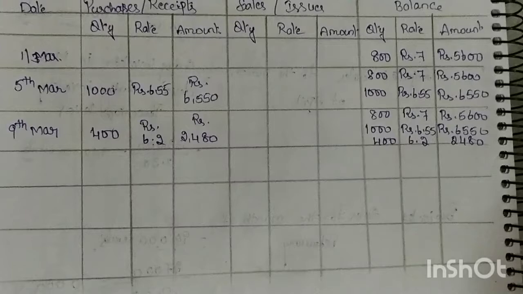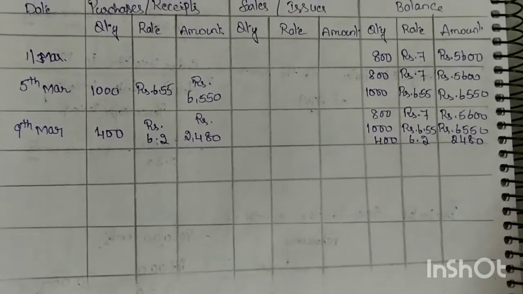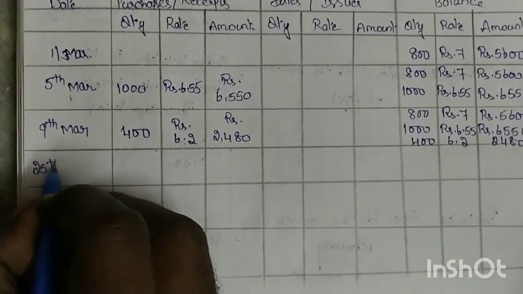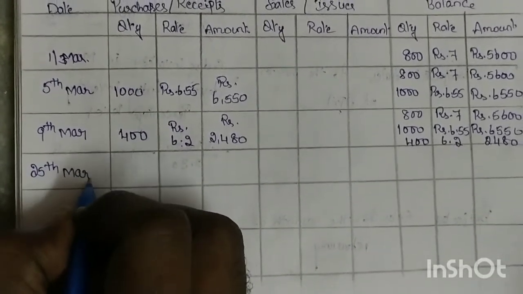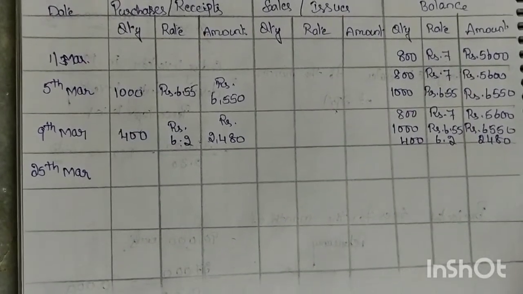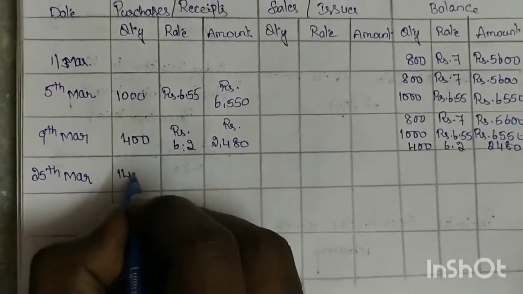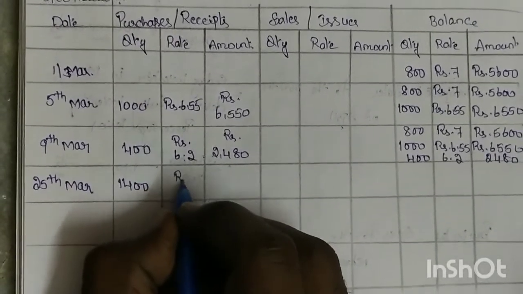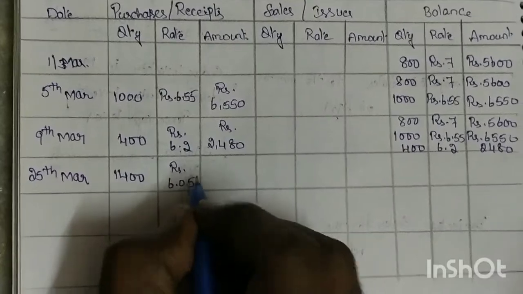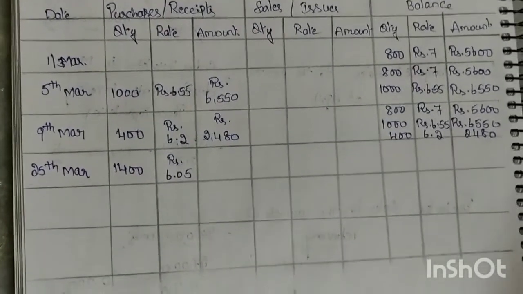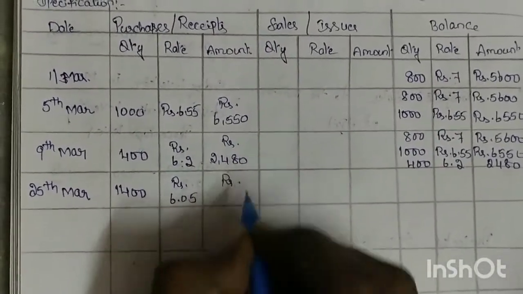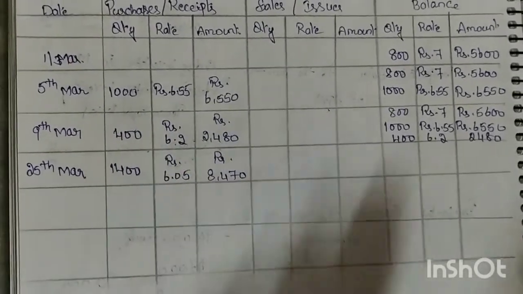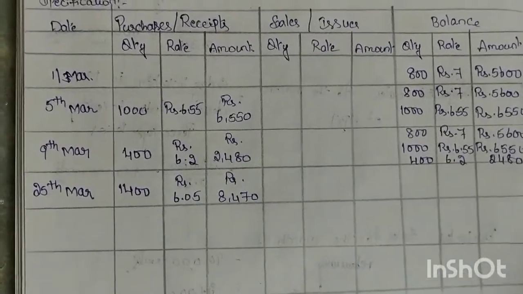So that is how we'll go for writing. So next, after 9th March, on 25th March, again they are having the purchases itself. So 1400 units they are purchasing at a price of rupees 6.05. So this is the amount. So the total amount will become 8470 rupees. So again this quantity should be added to the total balance.